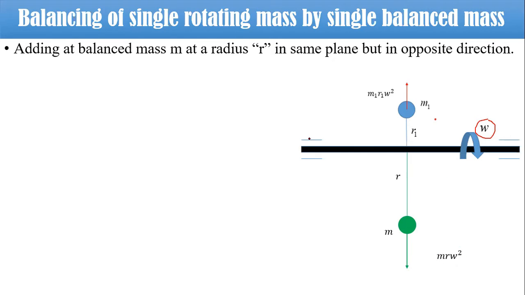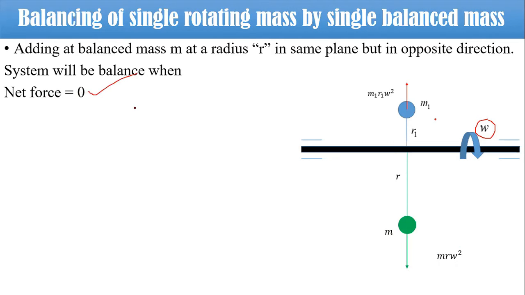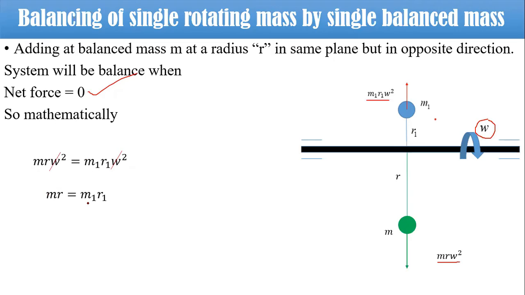Now the system will be balanced when the net summation of the forces is equal to 0, or we can say the vector sum of the forces is equal to 0. Mathematically, the system will be balanced when m1 r1 omega square is equal to m r omega square. Since both masses are connected on the same shaft and the shaft is rotating with angular velocity omega, omega is the same for both masses, so we can cancel it out. The conclusion is m r is equal to m1 r1.